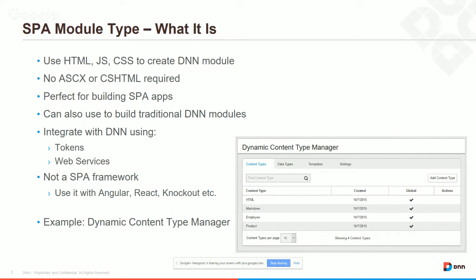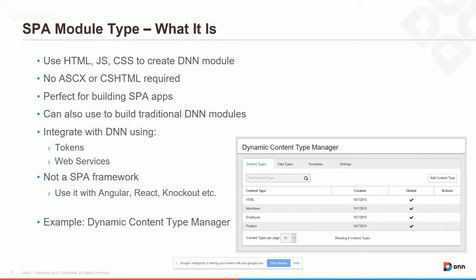So if you load up the standard DNN8 nightly build, or you look at the CTP6 that we just released yesterday, you'll see one of the modules that we have in there is called the Dynamic Content Type Manager, which is part of the new Dynamic Content Creator framework that we have. And this whole module is built using the SPA module type.